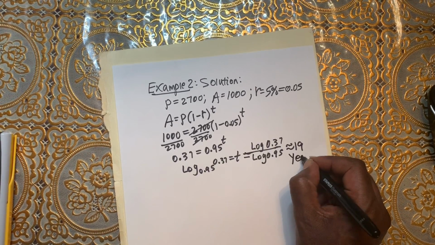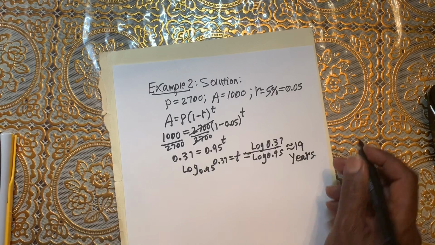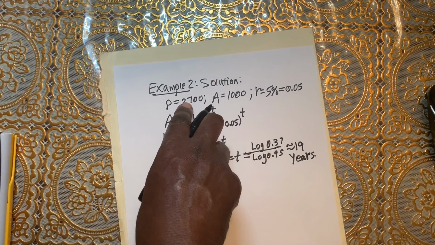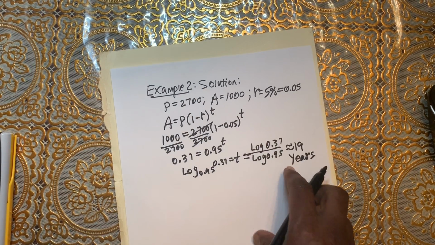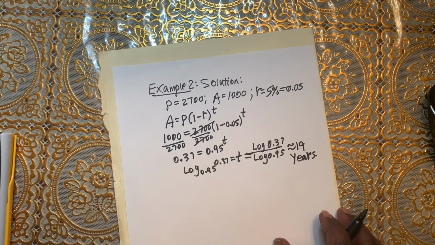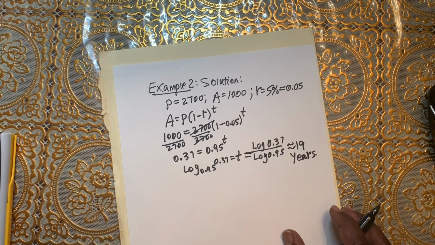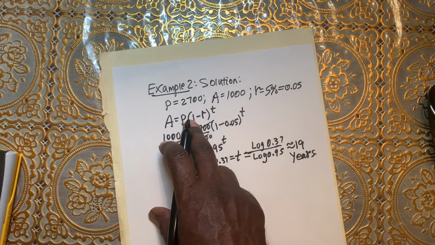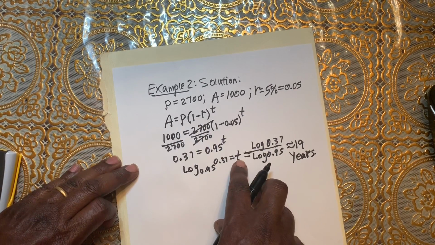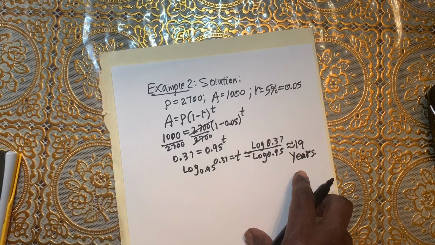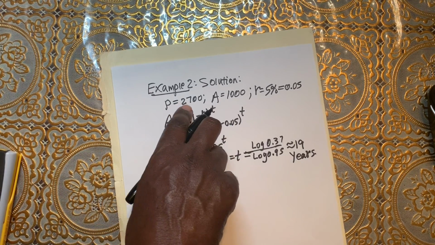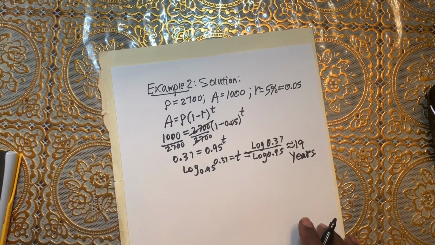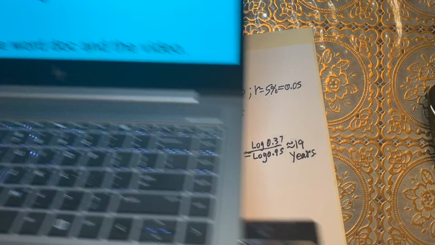In 19 years, if this was in 2000, the average cost of a computer in 2019 probably came down to 1,000 on average. Okay, this is one example we have for decrement: applying logarithm to find the number of years for a price or cost to go from 2,700 to 1,000. Okay, let's see example 3.